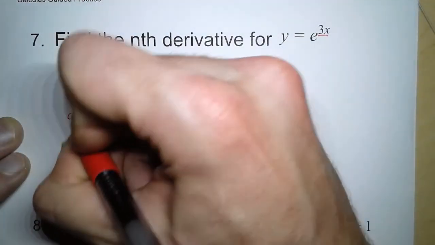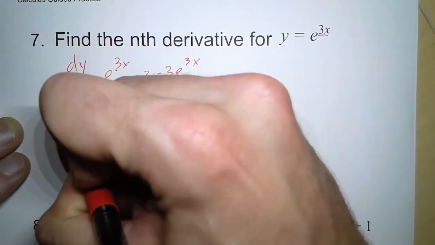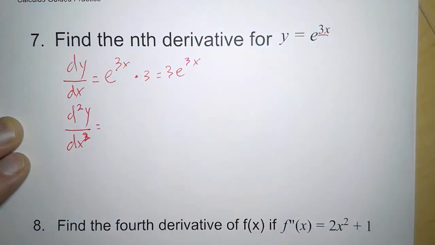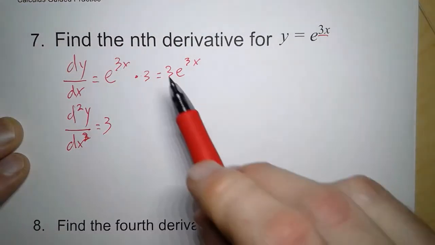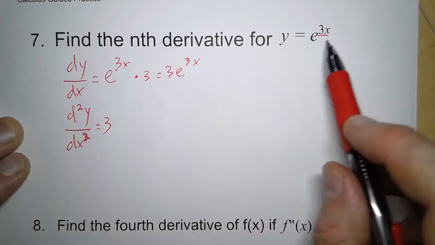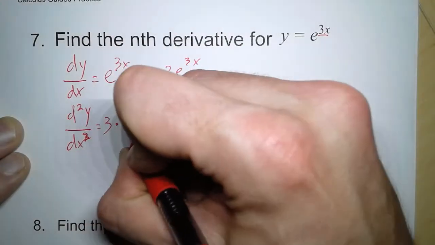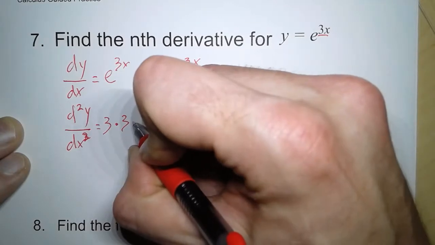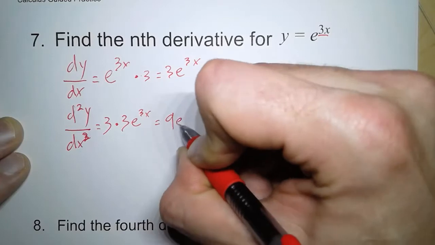So our second derivative, d2y over dx squared. Now 3 is just a coefficient. That's going to hang on for the ride. And we've already established that the derivative of e to the 3x is 3e to the 3x. So we're just going to multiply by 3e to the 3x. So we have 9e to the 3x.